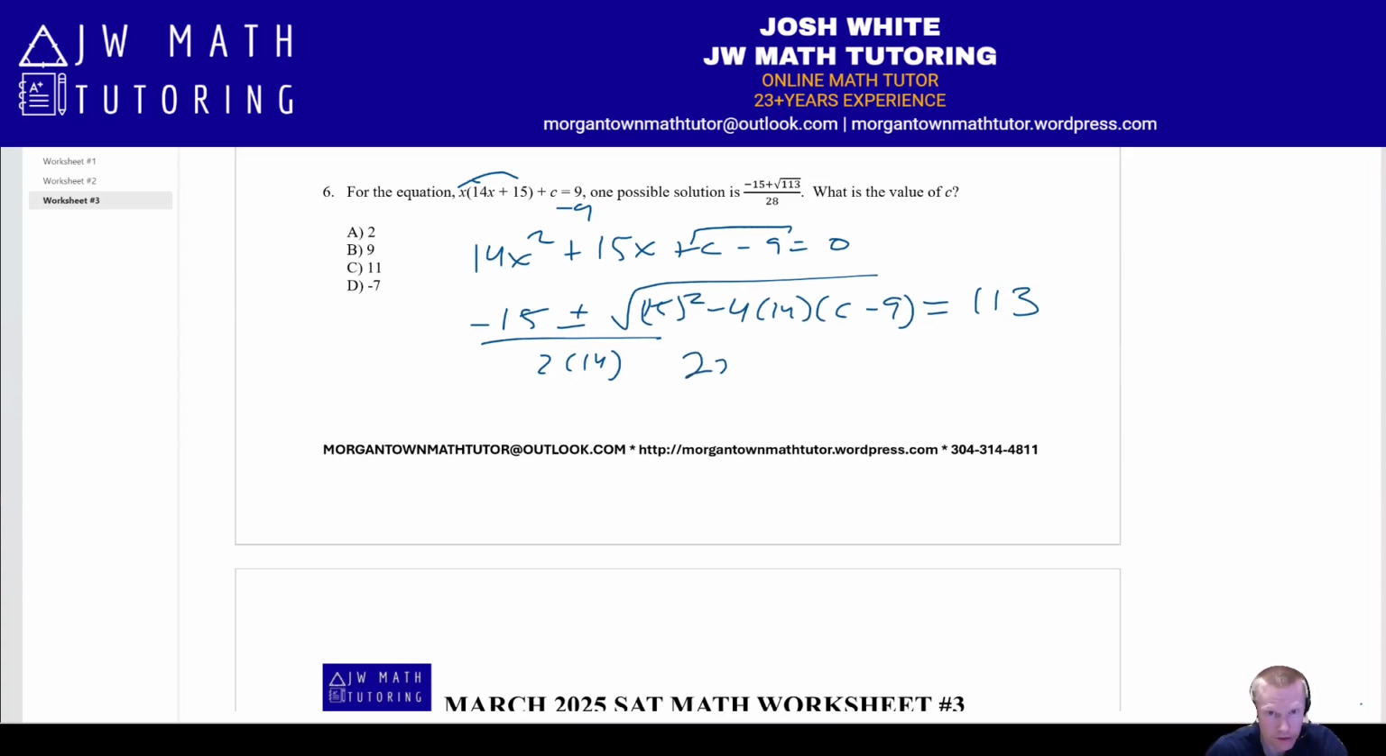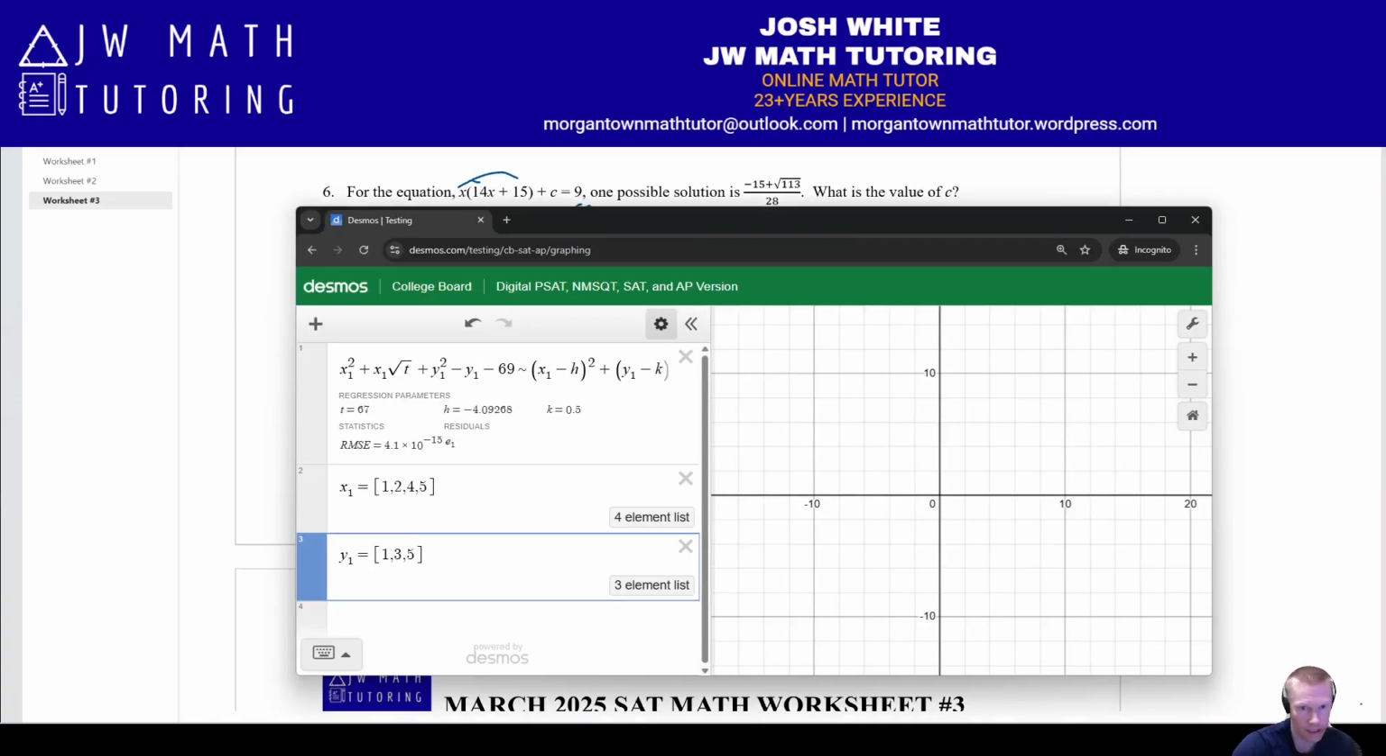So it's just 225. This is negative 56. So you can make this negative 56c plus 504 and then equals 113. And if you solve this out, and I'm just going to go to Desmos to do this, you should get c equals 11.